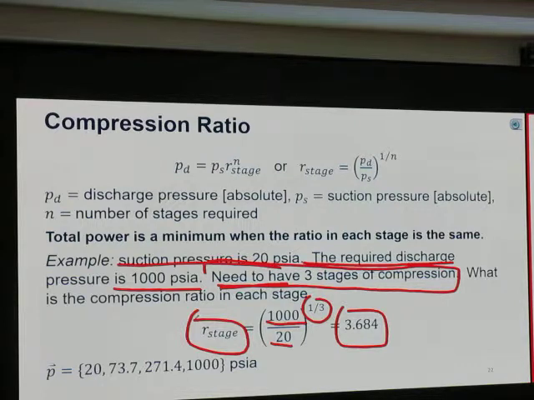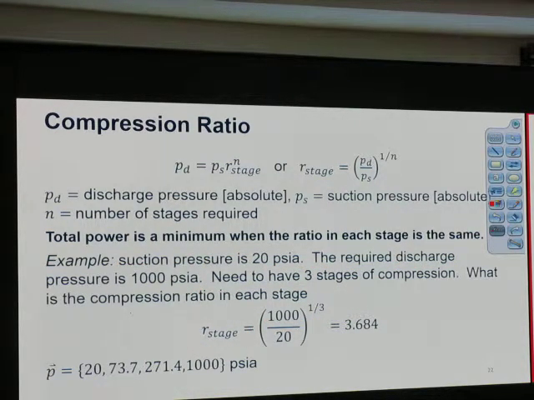Compression ratio. So how do we know how many stages we want? If I want to go from 20 to 1000, how many stages do I want? Step number one, I need to know the requirement on the compression ratio for the design.